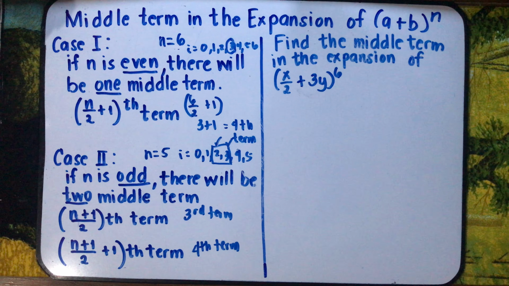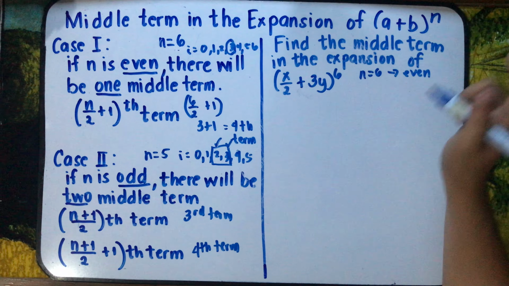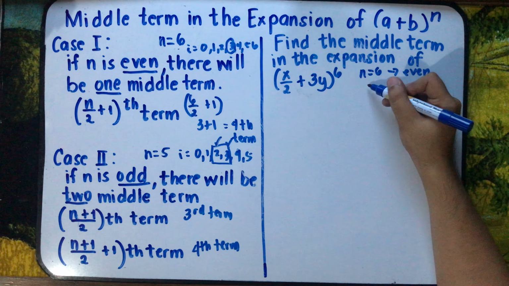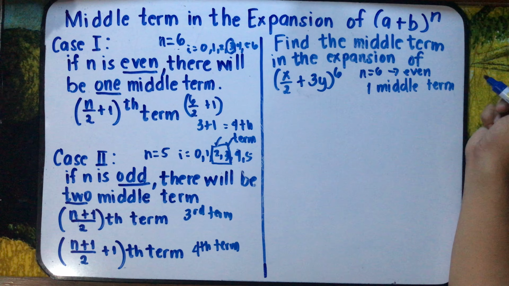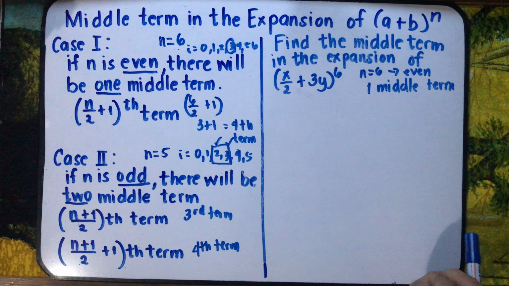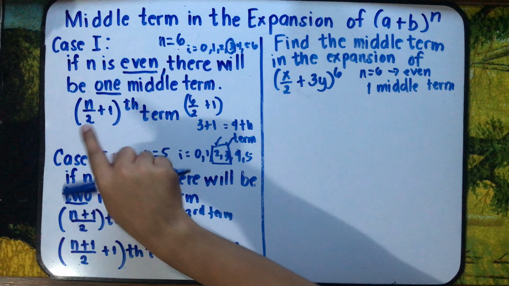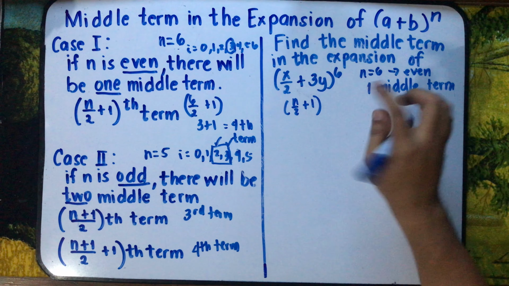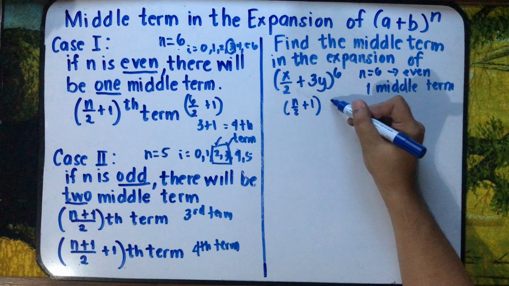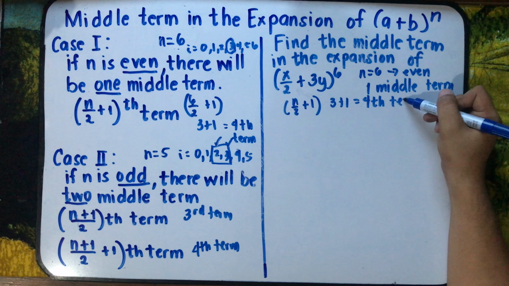In this case, we would know that n is equal to 6, and 6 is an even number. If 6 is an even number, we could say that there is only one middle term. Let us now solve for the position of the middle term using the formula n over 2 plus 1. That becomes 6 over 2, which is 3. 3 plus 1 is equal to 4. Therefore, the middle term is the fourth term.